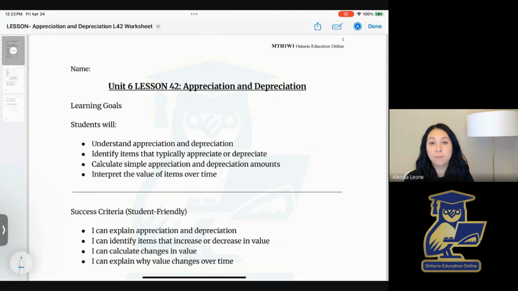Today, we're going to be talking about appreciation and depreciation. So, when talking about financial literacy and appreciation and depreciation, we're talking about worth and what things are worth. Did they go up in value or did they go down in value? That's going to be the topic of this lesson today.